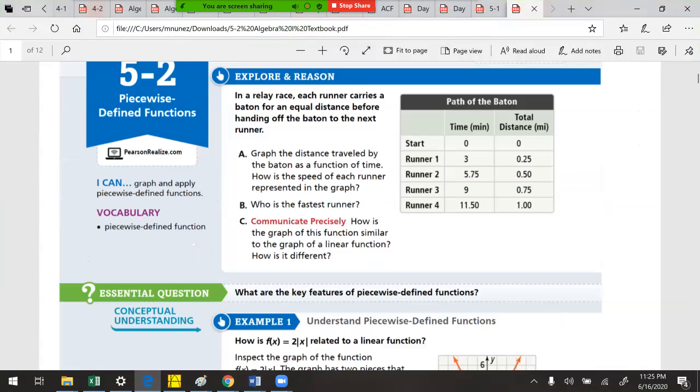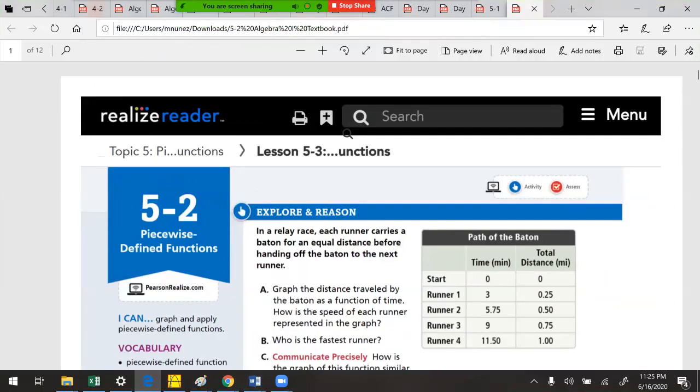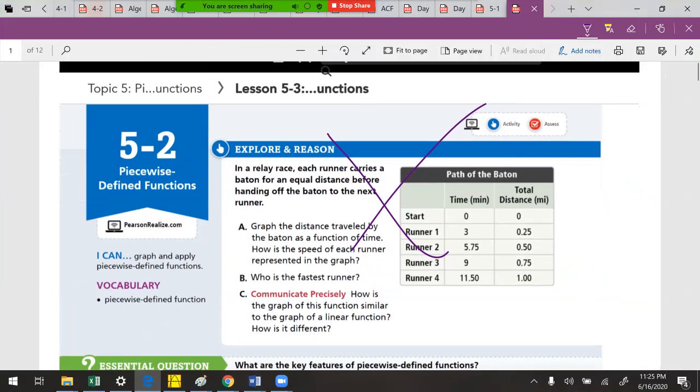Okay, 5-2 piecewise defined functions. Okay, we're going to skip the example. It's not all that important because when we talk about piecewise defined functions, we're talking about pieces, parts of something.